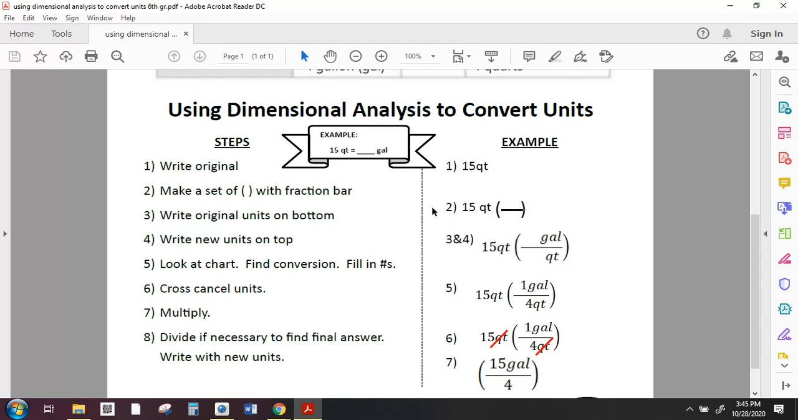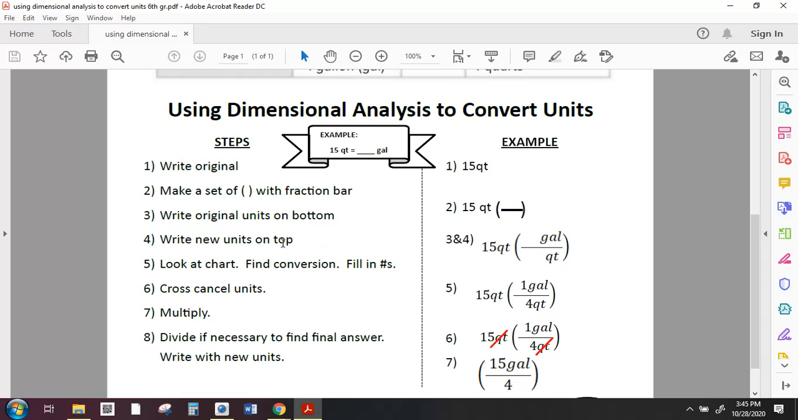You make a set of parentheses with a fraction bar. Ta-da! The book does not teach it with parentheses, but when we get to it later in the year, students have told me that the parentheses are super helpful because you do it for each change that happens. That'll make more sense coming, but getting good habits now. Okay? You're going to write the original units on the bottom of that fraction. So our original units were quarts. The quarts are on the bottom here.